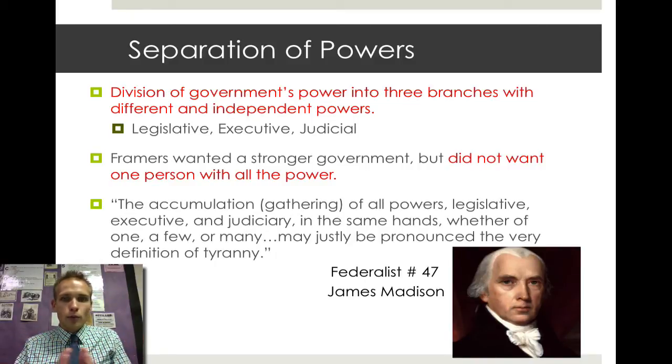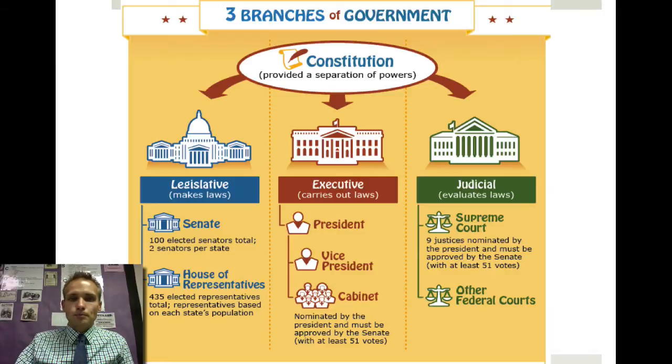They were really fearful of one person having each of these branches' powers to themselves, so they didn't want one person with all the power in government. So they decided to completely separate those powers. And one of my favorite quotes is from James Madison, where he talks about this specifically. He said in Federalist 47, which was one of those debates over whether to ratify the new Constitution, "The accumulation or gathering of all powers, legislative, executive, and judiciary, in the same hands, whether of one, a few, or many, may justly be pronounced the very definition of tyranny." So the idea was to break them up.